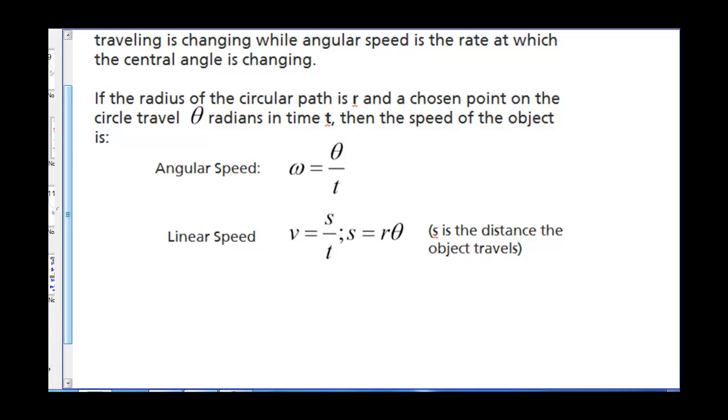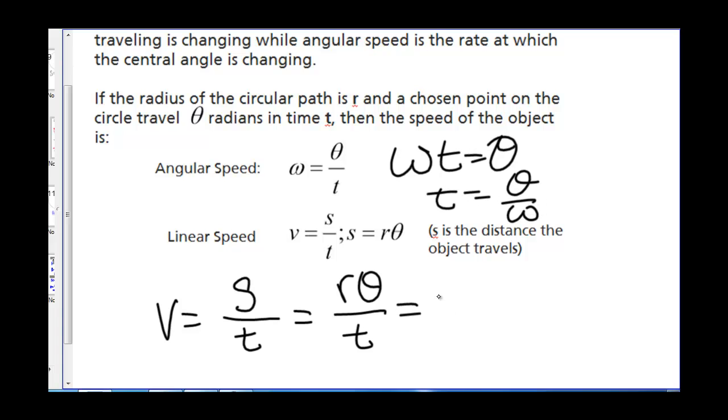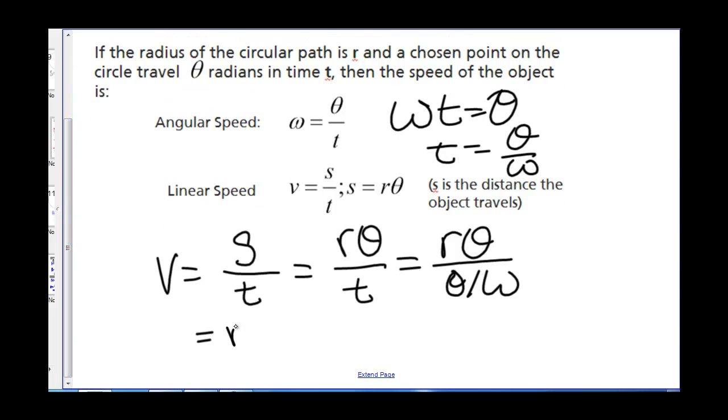So if a point is moving along a circle of radius r with angular speed omega, then v equals s over t. We know that s equals r times theta. Solving omega times t equals theta for t, t equals theta divided by omega. So we have r theta divided by omega.